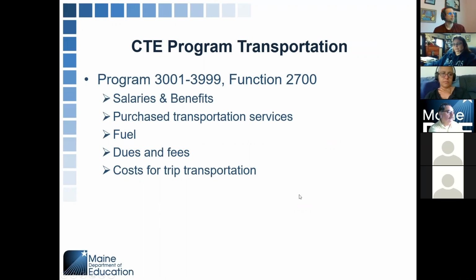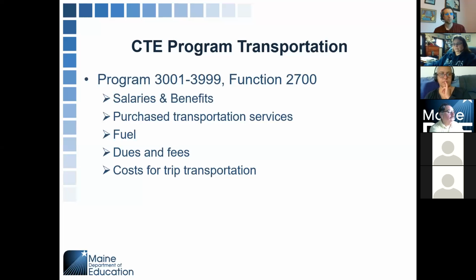And then program transportation. One thing to be really clear about here is ensuring that it's coded as program transportation. That means we need to code it to the program. So we wouldn't leave it at program 3000, and we wouldn't leave it as an overhead expenditure. We need to code it right to the program, and then just use function 2700.